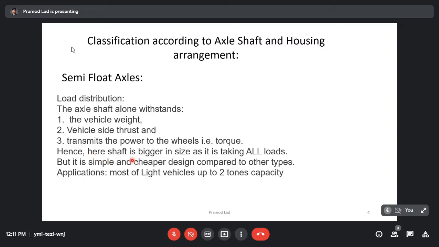Hence, here the shaft is bigger in size as it is taking all loads, but it is a simple and cheaper design as compared to other types. Applications: most of the light vehicles up to 2 ton capacities use this design because it is cheaper.